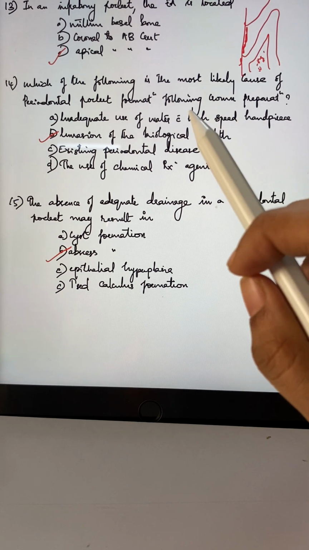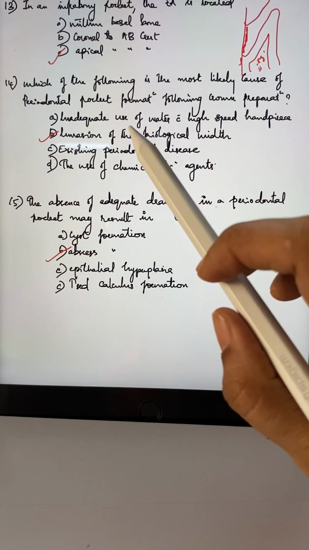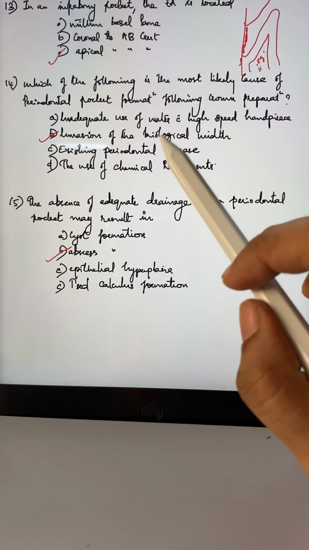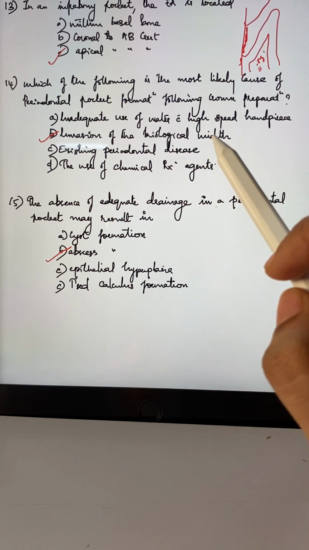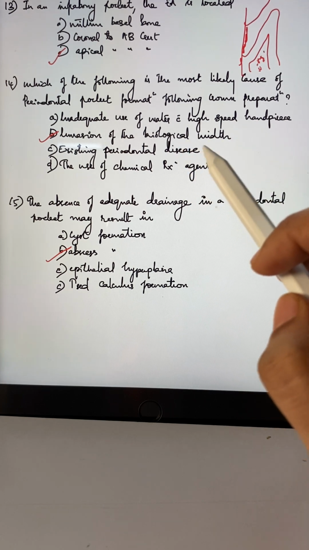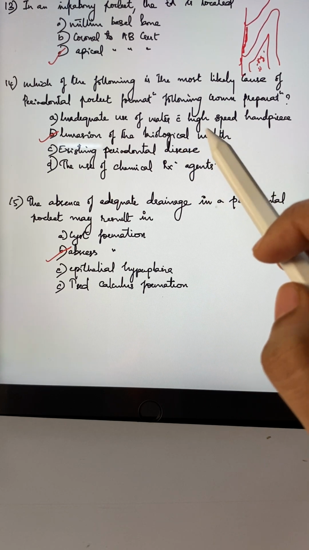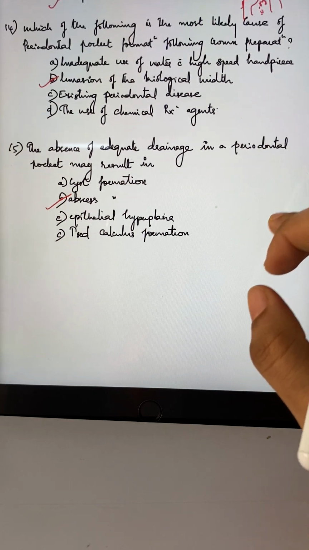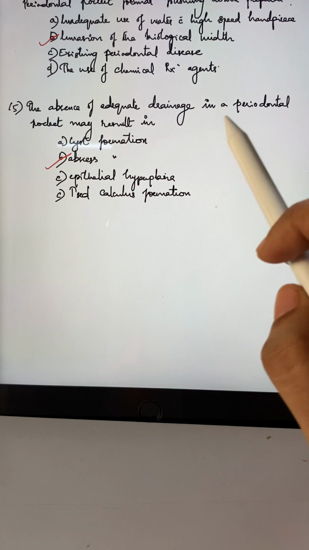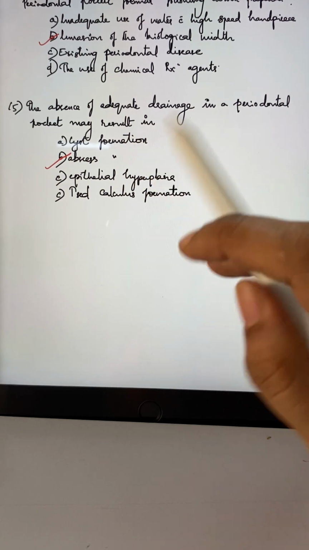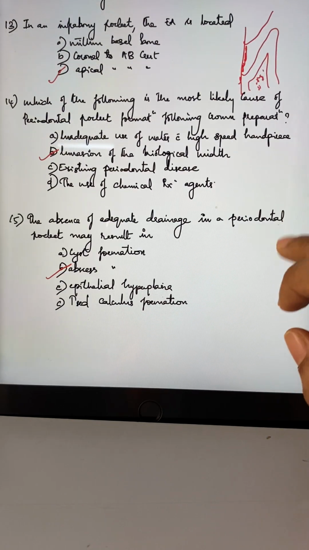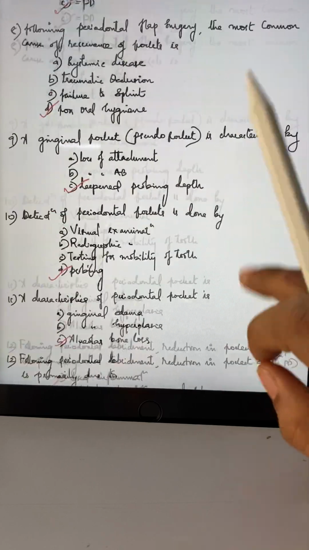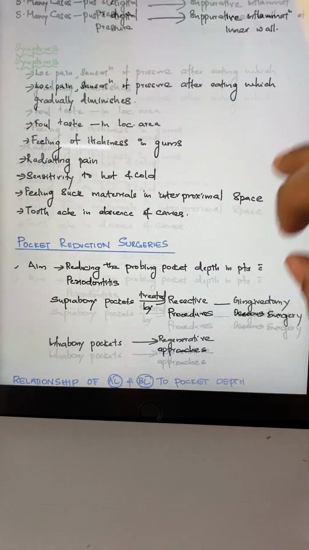Then which of the following is the most likely cause of periodontal pocket formation following crown preparation? So that is the invasion of the biological width. If we do anything wrong in the biological width, that definitely affect the prognosis. The absence of adequate drainage in a periodontal pocket may result in abscess. So if we cannot do a proper drainage in the periodontal pocket, that can lead to abscess. That I will explain now.